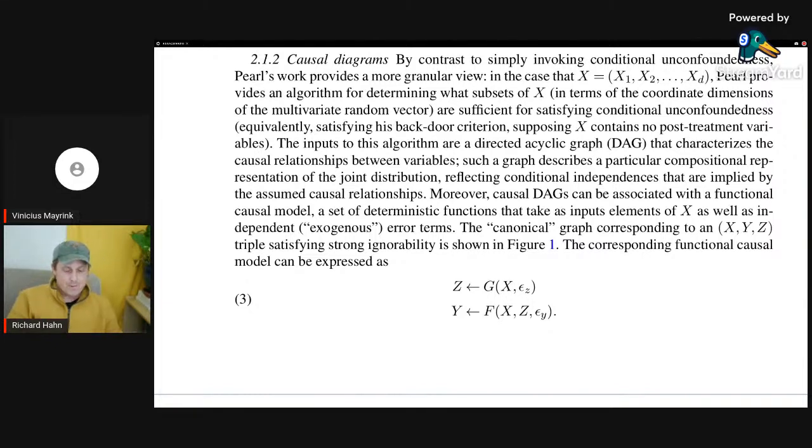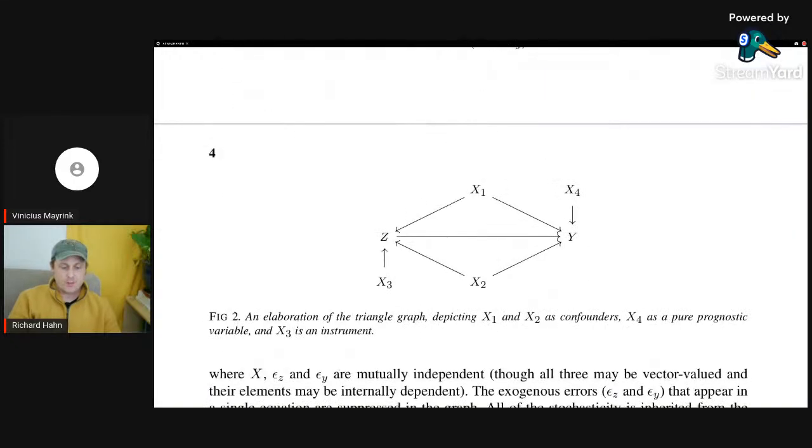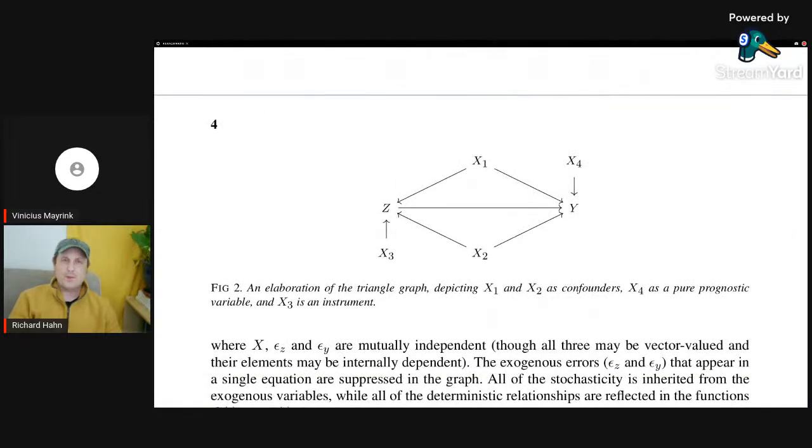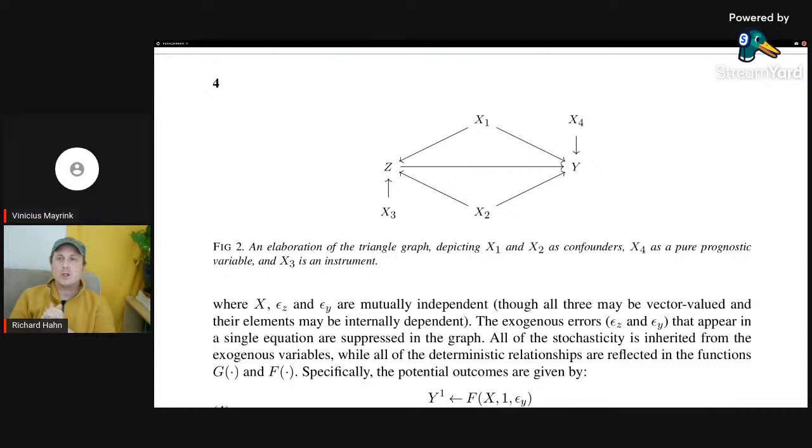So let's start out with a simple graph here, and let's talk about what these graphs do. This is going to be a very quick primer. If I had more time, I could describe this in more detail, but let me just try to give you the flavor of this. So the goal, what is the causal diagram?